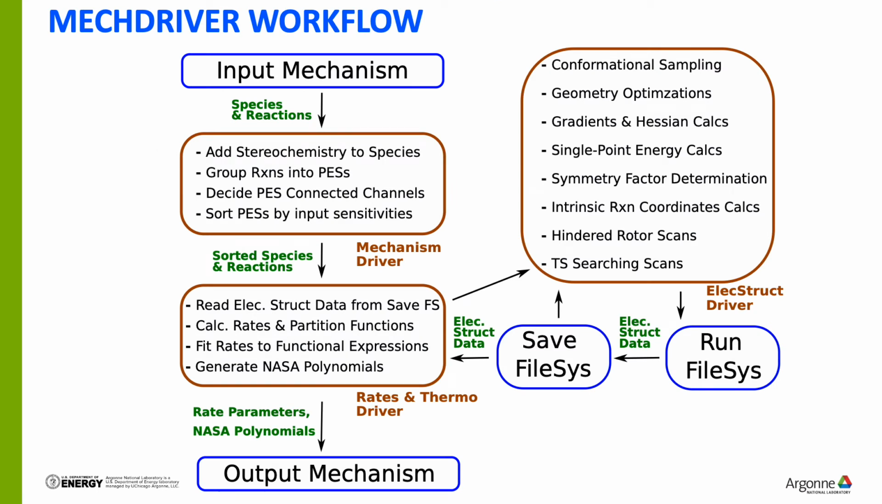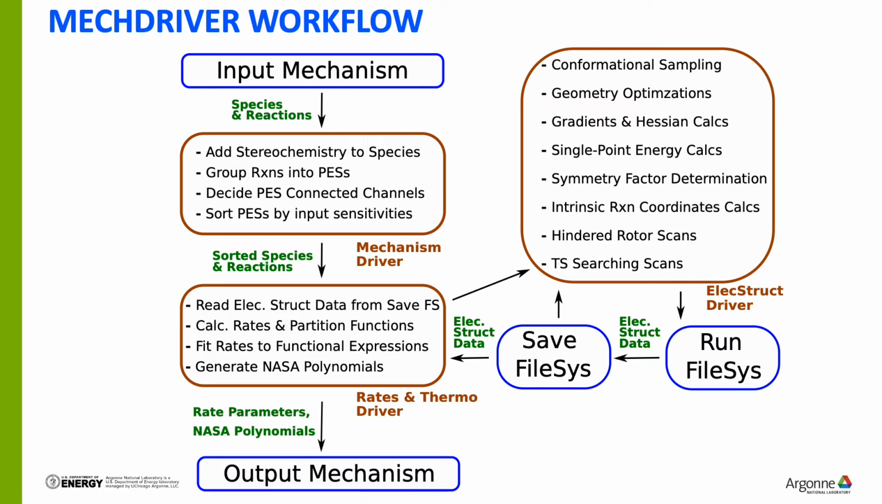I don't have time here to tell you too much about exactly how we do this, but this is just an illustration of the basic idea. The basic idea is we just have an input mechanism and then a list of transition state theory options and electronic structure options. You tell the code what you want to do with those, and then it will generate an output mechanism.